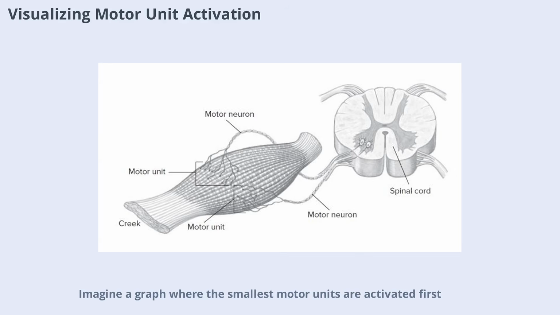Imagine a graph where the smallest motor units are activated first, followed by progressively larger ones as the need for force increases. This visualization helps clarify why movements start gently and only become forceful when necessary, protecting muscles from fatigue and injury while maximizing efficiency.